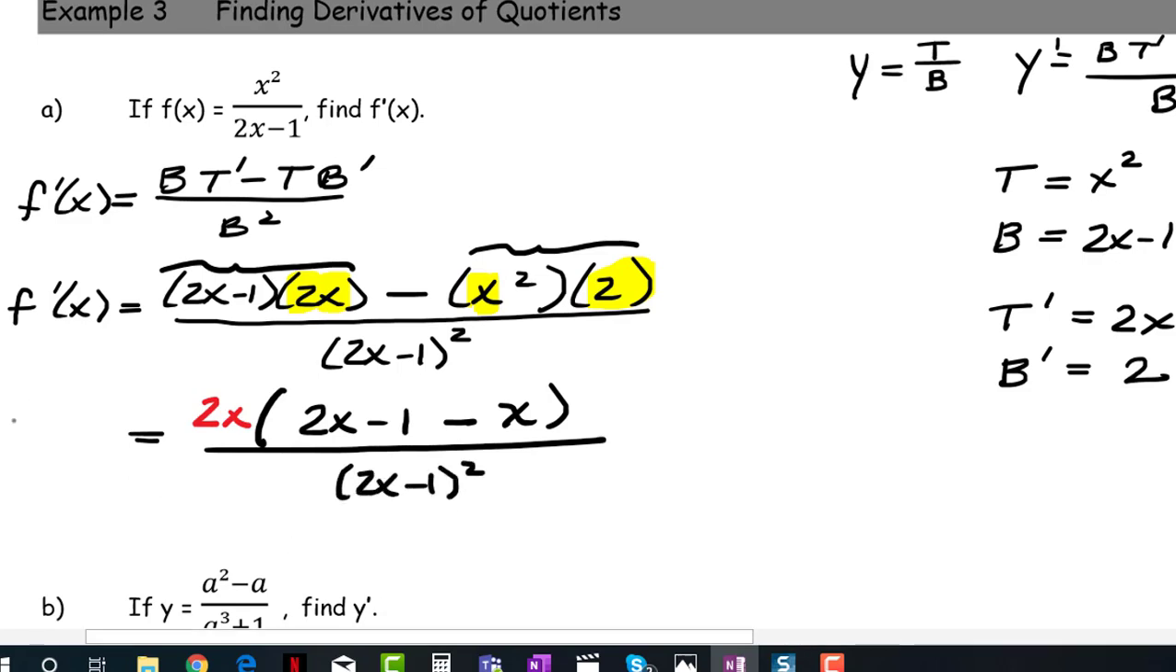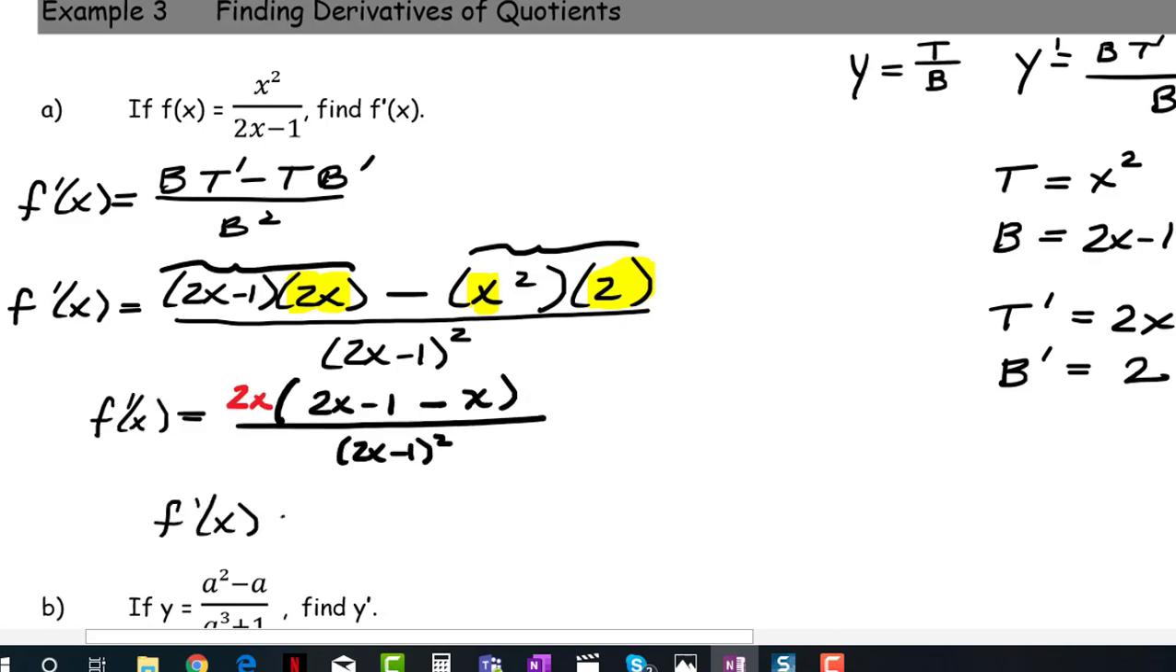And now we should really simplify a bit more. So f prime of x is equal to 2x times 2x minus x, which is just x, minus 1, over 2x minus 1 squared. Now there's nothing that can reduce here, so we're done.